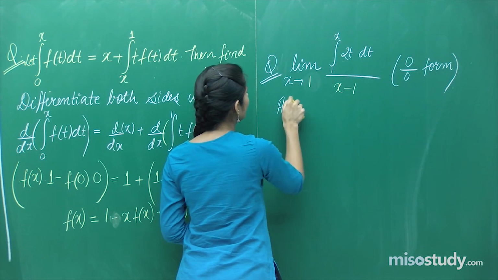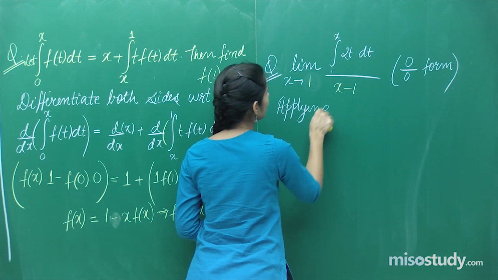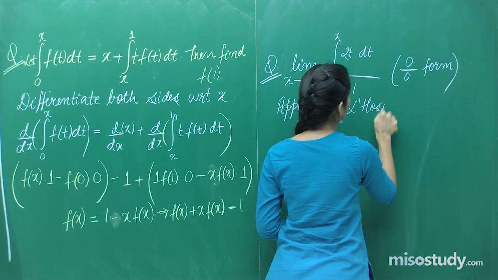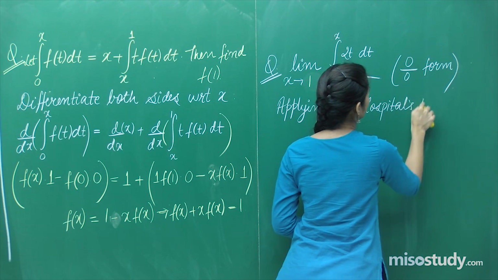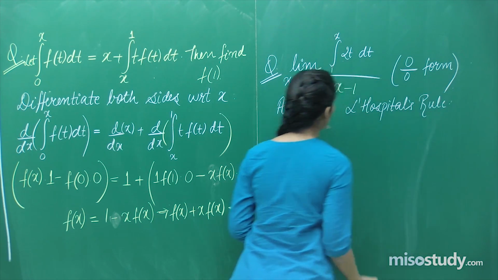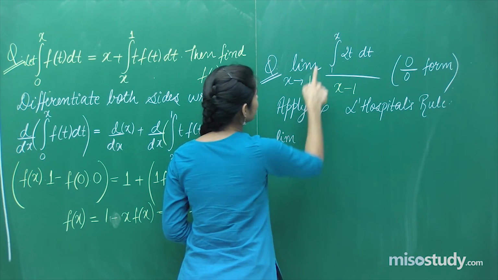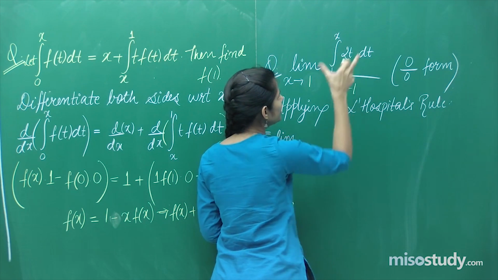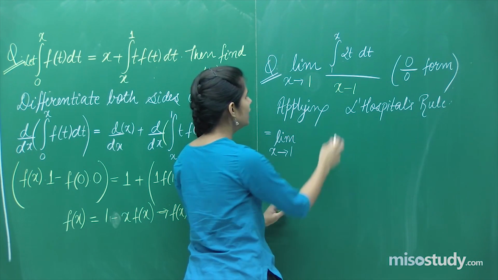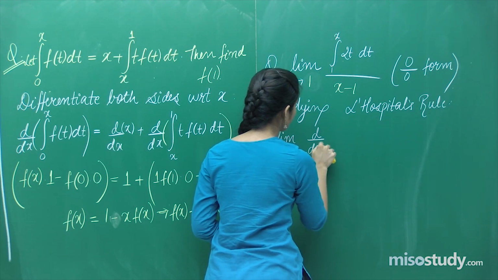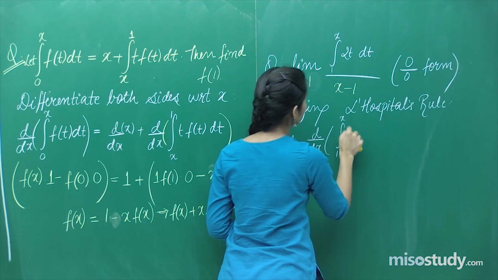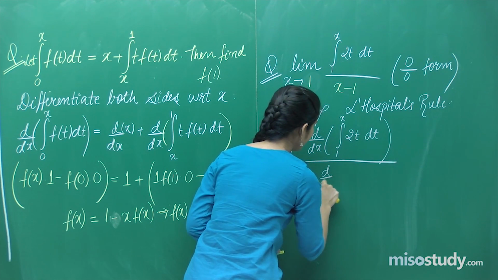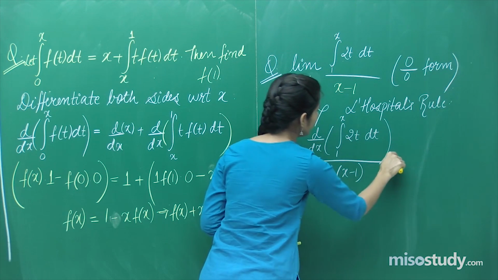0 by 0 form, applying L'Hopital rule. L'Hopital rule, what does it say? This limit is equal to the limit which you obtain when you differentiate numerator and differentiate denominator with respect to x. So, this will be d by dx of integration from 1 to x 2t dt whole upon d by dx of x minus 1.